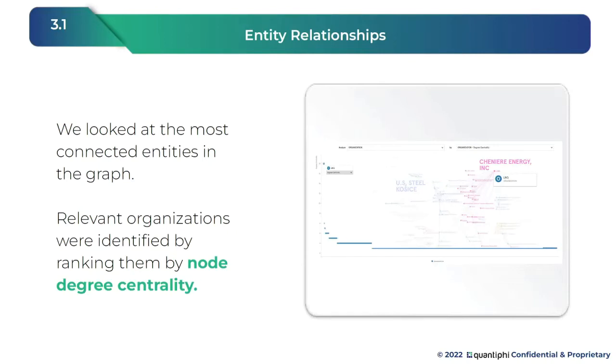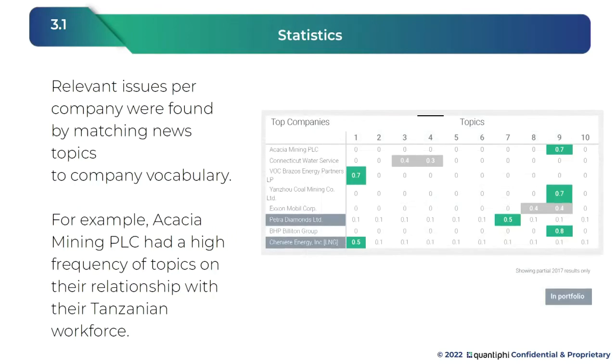So that the node with more connections was ranked higher than others from an entity relationship standpoint. And then we matched those relevant issues per company that were also found in the matching news topics within the company vocabulary. So what publications companies were giving out, and also out in the news articles if there was a match. So we found an example which really stood out for KKR Mining PLC that had high frequency topics of their relationship with publications that were close to Tanzanian workforce.